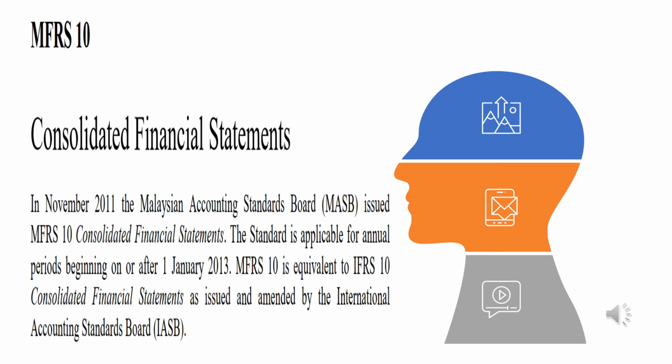In November 2011, the Malaysian Accounting Standards Board (MASB) issued MFRS 10, Consolidated Financial Statements. The standard is applicable for annual periods beginning on or after 1st January 2013. MFRS 10 is equivalent to IFRS 10, International Financial Reporting Standard Number 10, Consolidated Financial Statements, as issued and amended by the International Accounting Standards Board, IASB.